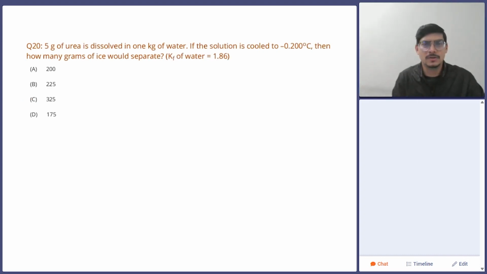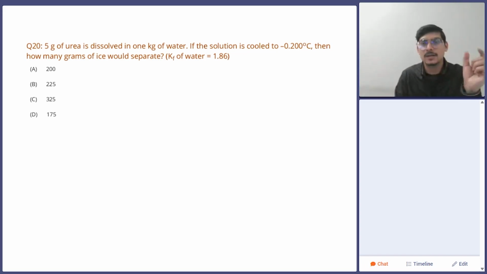5 gram of urea is dissolved in 1 kg of water. If the solution is cooled to minus 0.2 degrees Celsius, then how many grams of ice would separate? This is one of the standard types of questions asked from colligative properties under depression of freezing point. Now the logic here is that if the solution is cooled to minus 0.2 degrees Celsius, some water, which is the solvent in the solution, would come out, it would separate as ice, but the remaining system would still exist as an aqueous solution of urea.